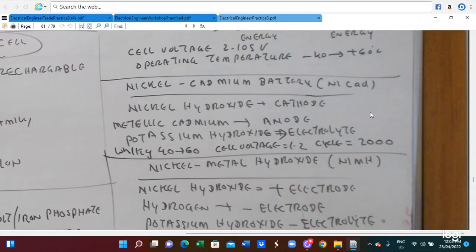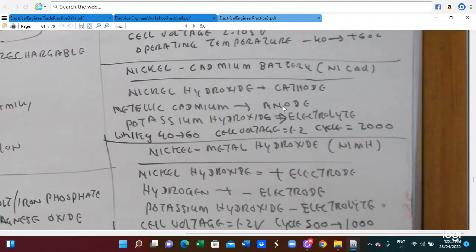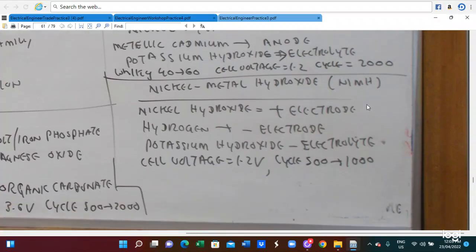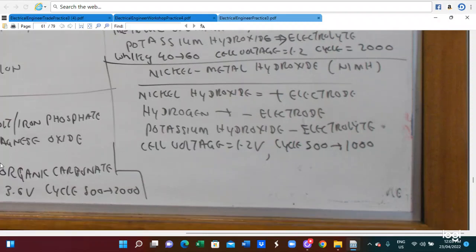Nickel cadmium battery: nickel hydroxide we use as the cathode. Metallic cadmium is the anode. Potassium hydroxide we use as an electrolyte. The watt-hour/kilogram is 40 to 60, the cell voltage is 1.2 volts, and we utilize 2,000 cycles. Nickel metal hydroxide, NiOH: nickel hydroxide is utilized as an electrode, and hydrogen is built on the electrode. Potassium hydroxide is utilized as an electrolyte, cell voltage 1.2 volts, and we can utilize 500 to 1,000 cycles.